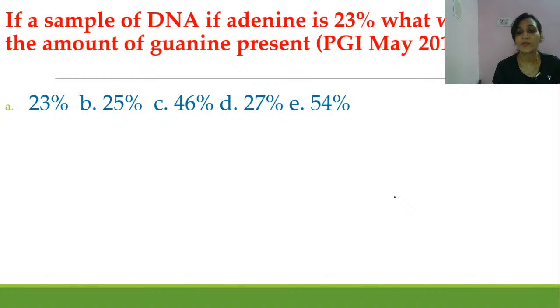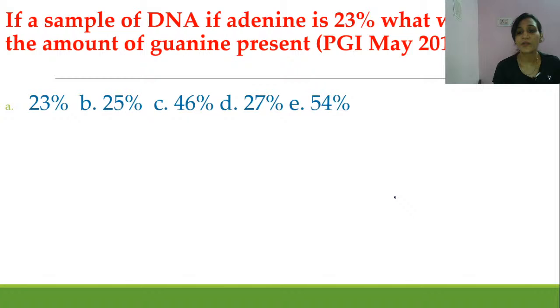So the amount of guanine is 27% because adenine paired with thymine and we got 46 and the remaining is guanine plus cytosine. So this 54 is being contributed by guanine and cytosine. Individually, they are 27%. So the answer would be D, 27%.